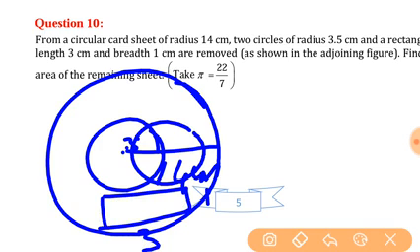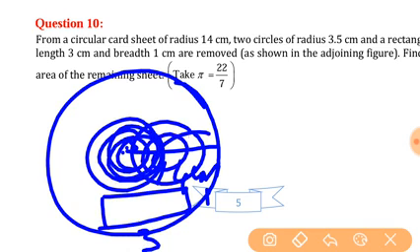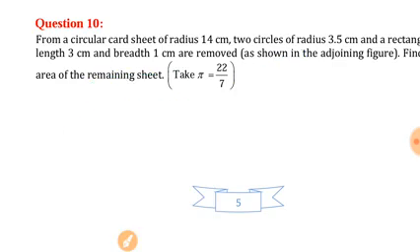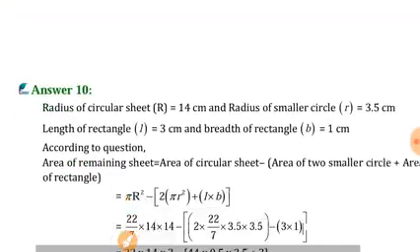So removed means we have to remove this area plus this area plus this one. So for the remaining, what we have to do? Find the area of this circle first, and the area of these two circles, and the area of the rectangle. In total we have to remove these 3 areas. You will get the required remaining sheet. So how is it?